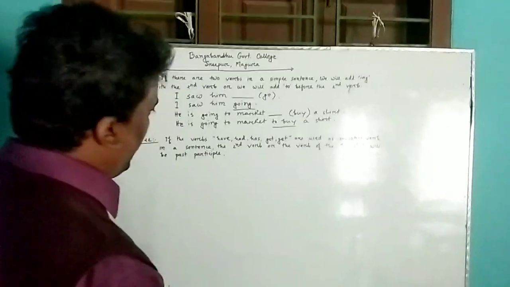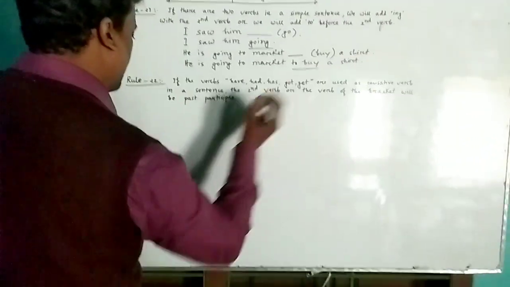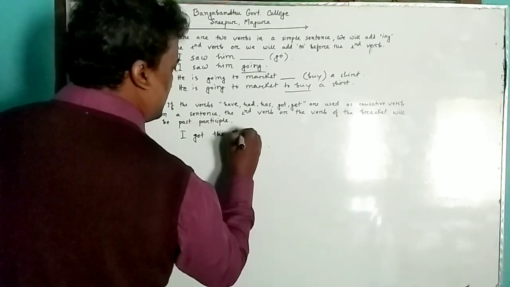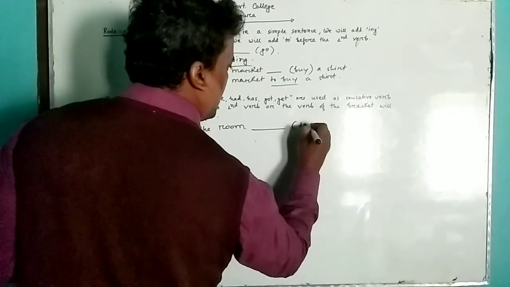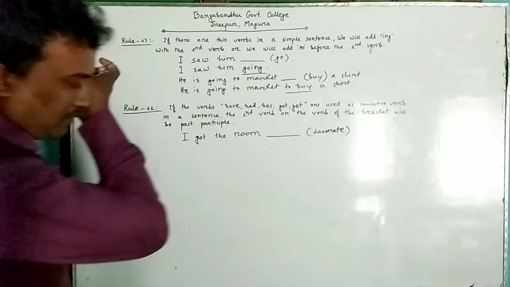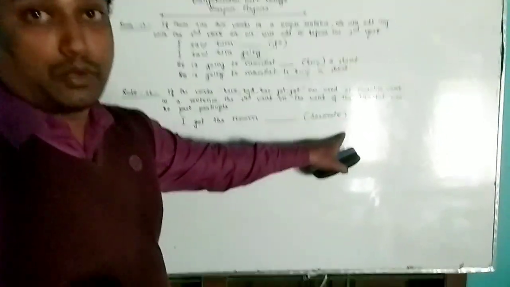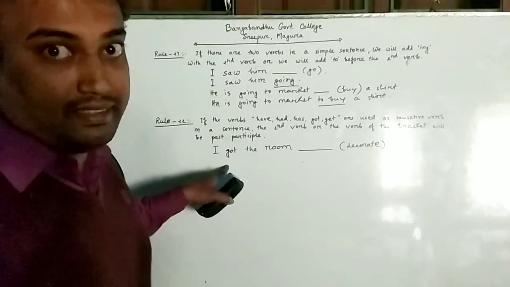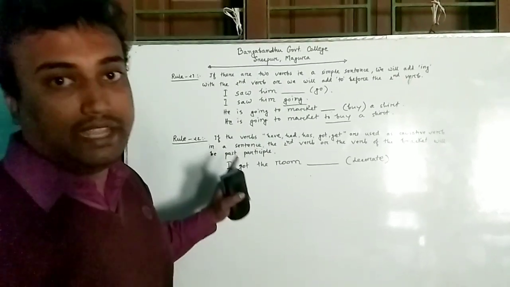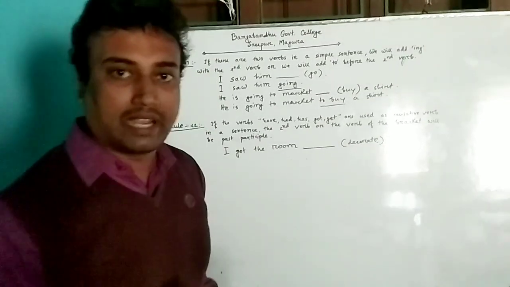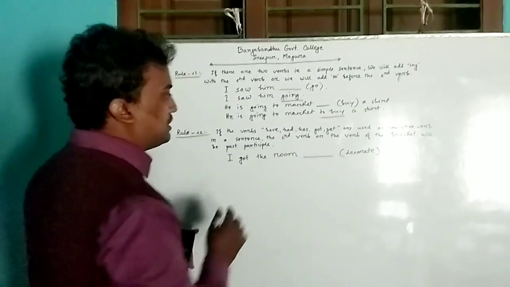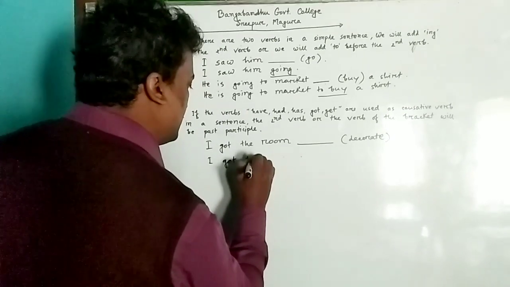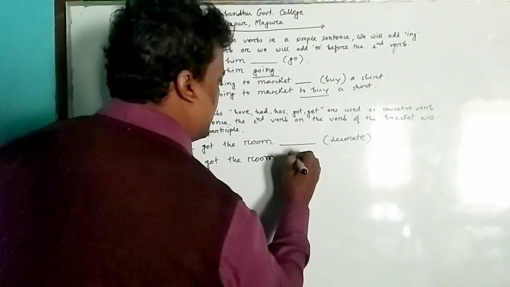So let's see an example. I got the room decorate. Look at the verb of the bracket, decorate. Look at the first verb, got. So I got the room. This is an example of a causative verb. The verb got is used here as a causative verb. So what will be the second verb? The second verb will be the past participle form. The past participle form of the verb decorate is decorated. So the right answer will be: I got the room decorated.